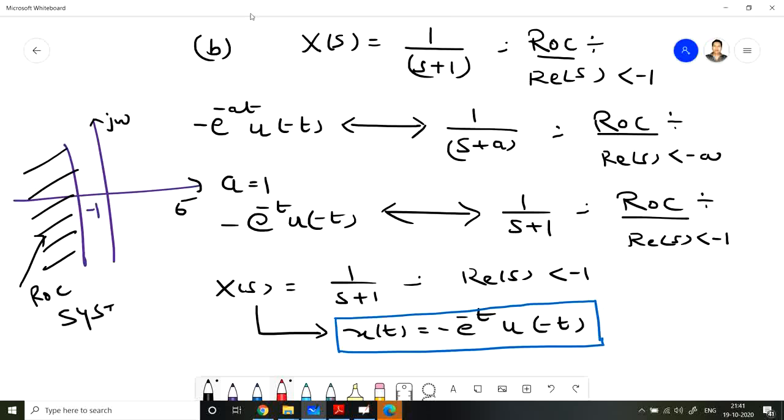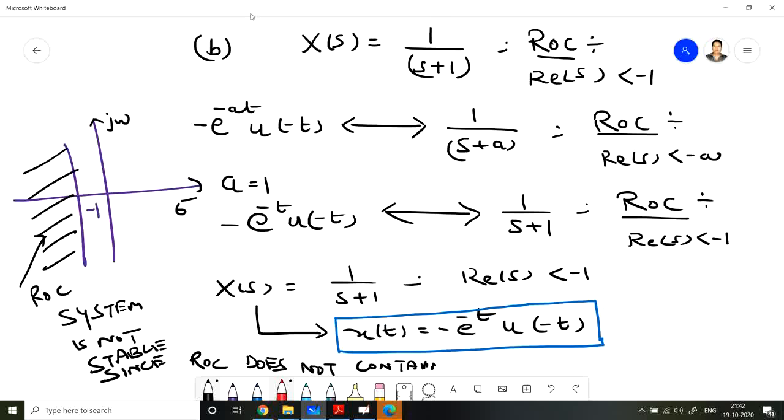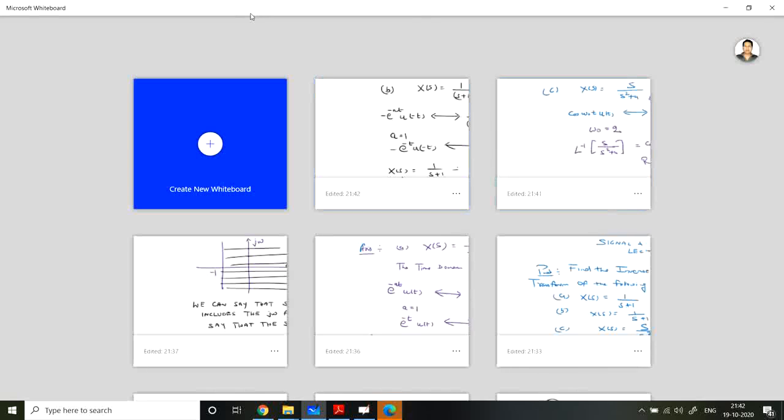That the system is not stable, since the ROC does not contain the j omega axis.